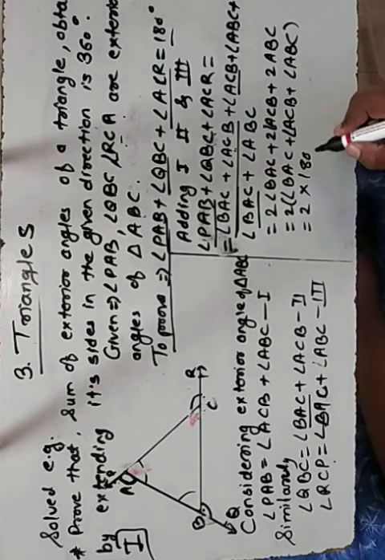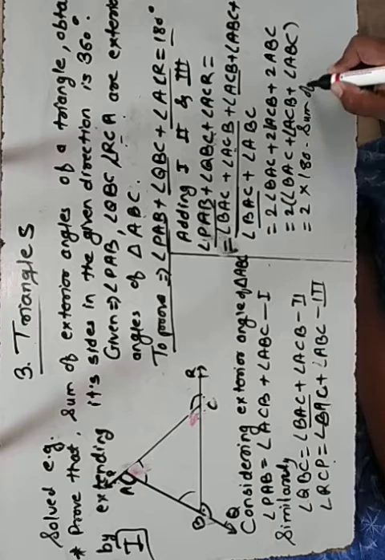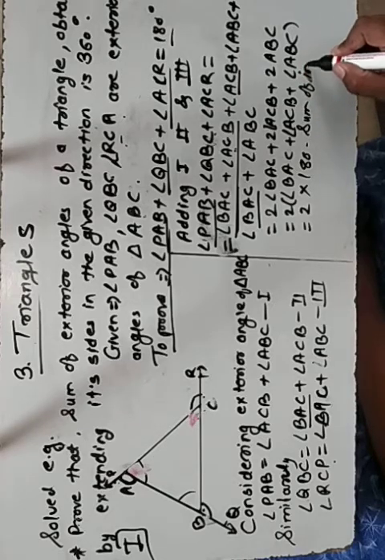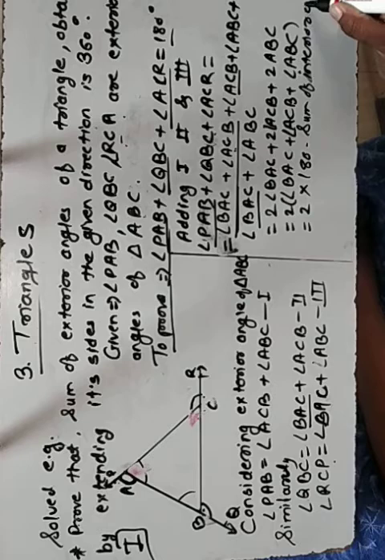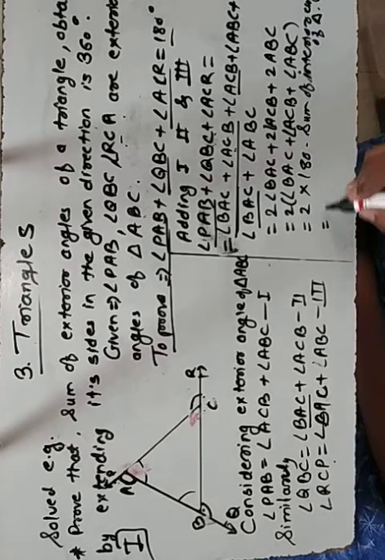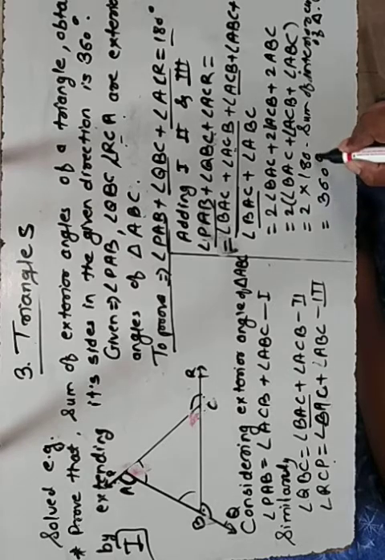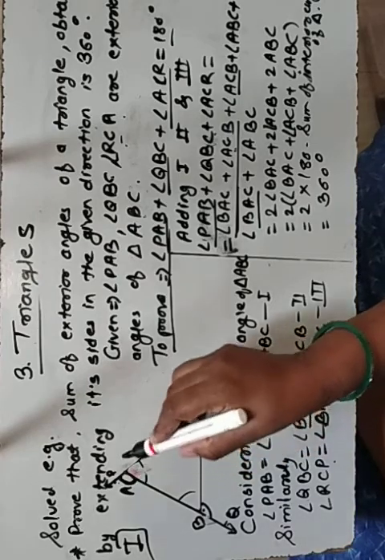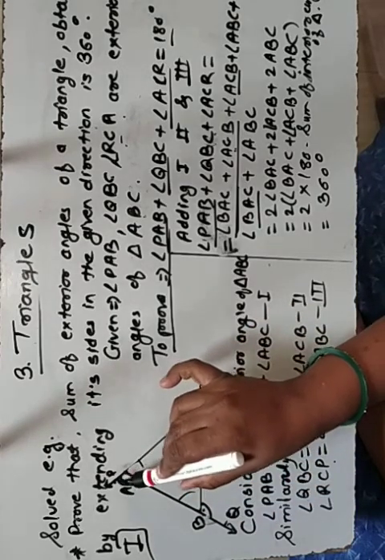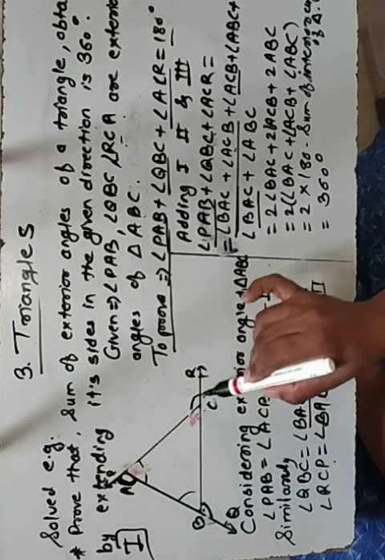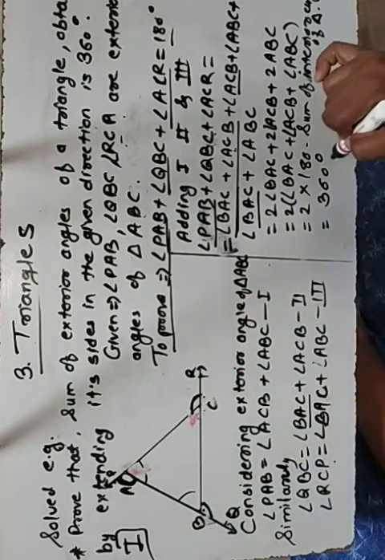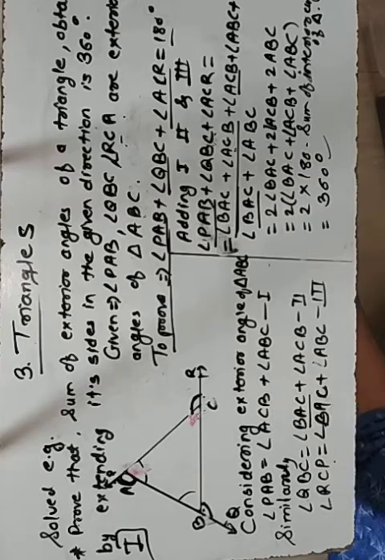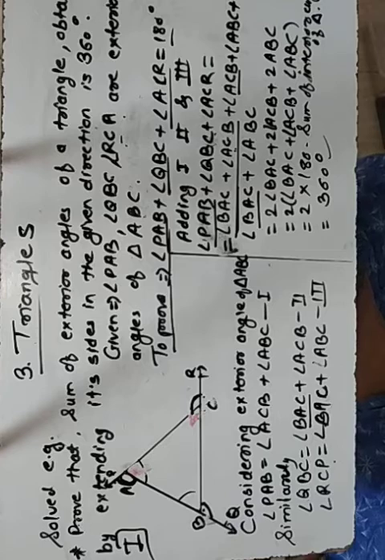180 degrees. Here write: sum of interior angles of a triangle. So 2 into 180 is equal to 360 degrees. In this way you can prove that the sum of all exterior angles, if you take in one direction, anticlockwise or clockwise, PAB, QBC or RCB, is equal to 360 degrees. Okay, that is one method, and another method is a very easy method.